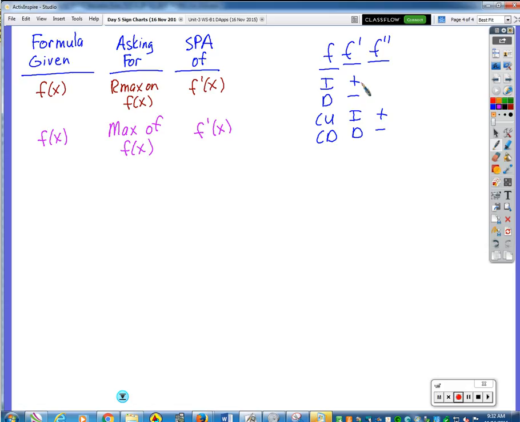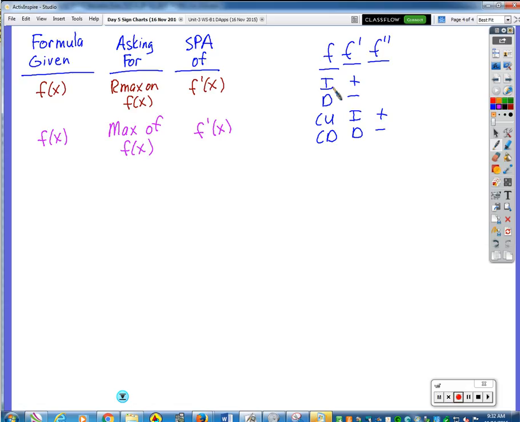The key thing, keep talking. A sign chart is just that advantage, right? Essentially, I'll show you a little more detail. But all the sign chart's going to tell you is when F prime is positive and when F prime is negative. Once we know that, we can tell when F is increasing and when F is decreasing.